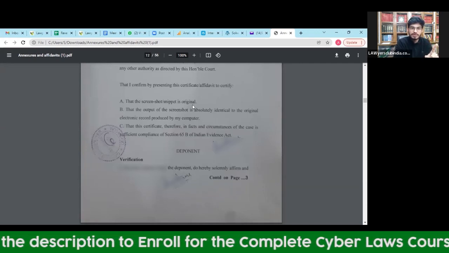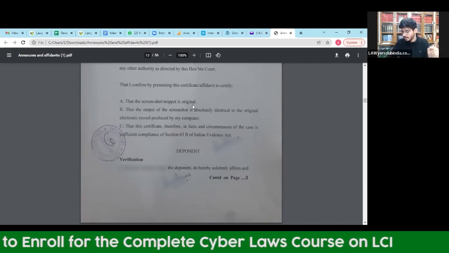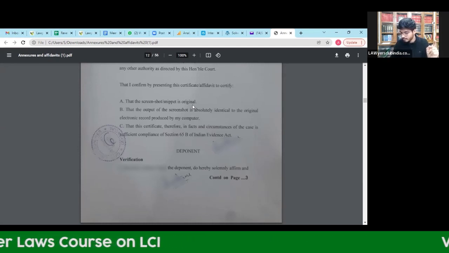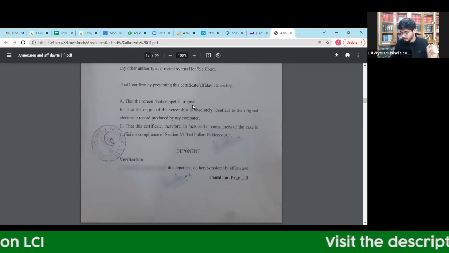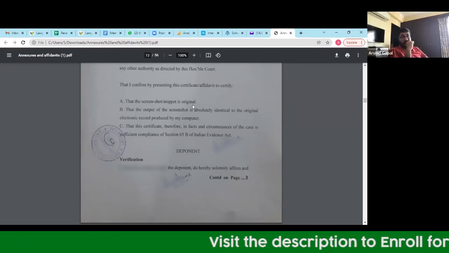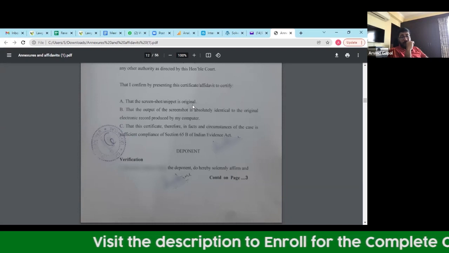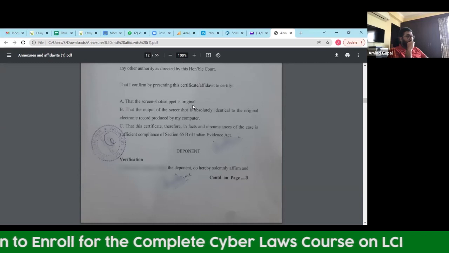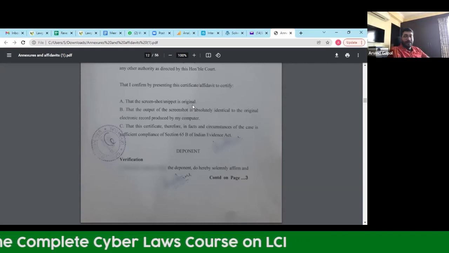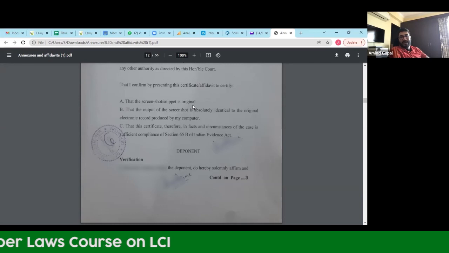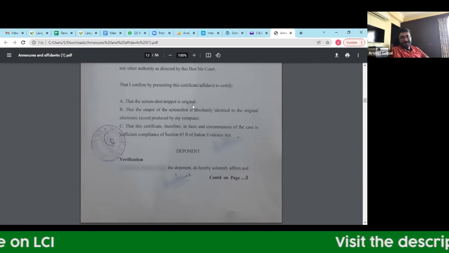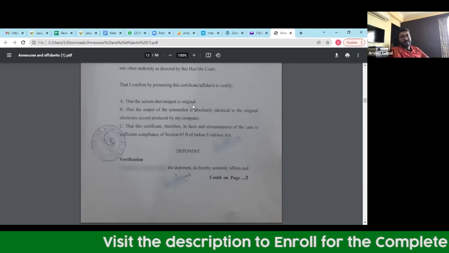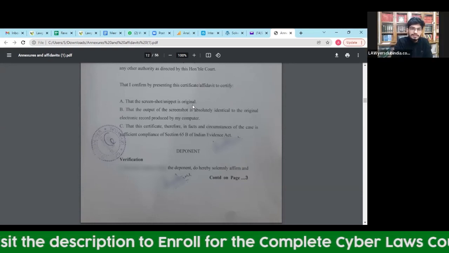So this is where you are talking about the accuracy that we have talked about in 65B ka 5, where we talk about accuracy. This production of originals also becomes very important because in a lot of matters, you will see that you are submitting an application for being exempted from filing originals in court as well. And this is a very important thing to be aware of as well. Right. Go ahead. Right.